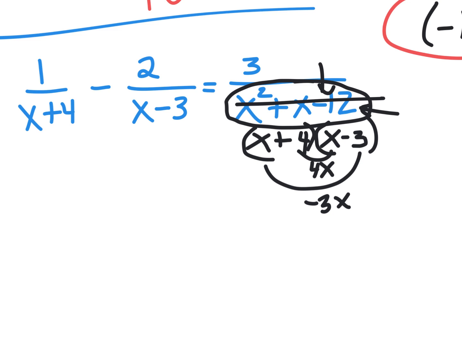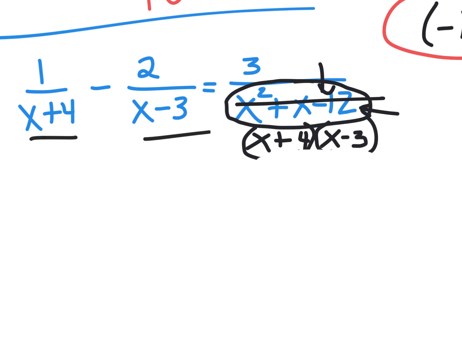And couldn't you have kind of used logic to know that it had to be x plus 4 and x minus 3 because that's what these are? You probably could have figured that out.